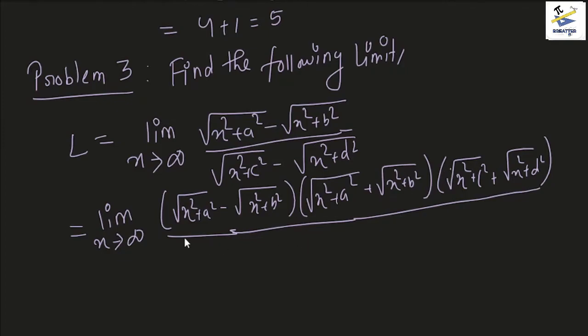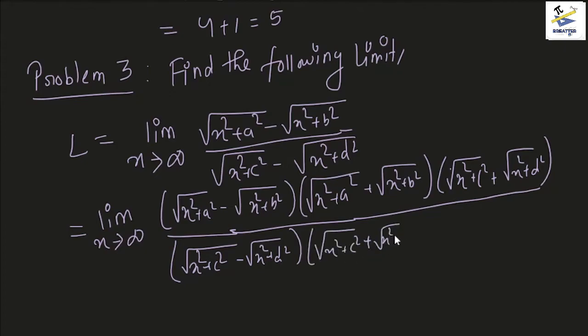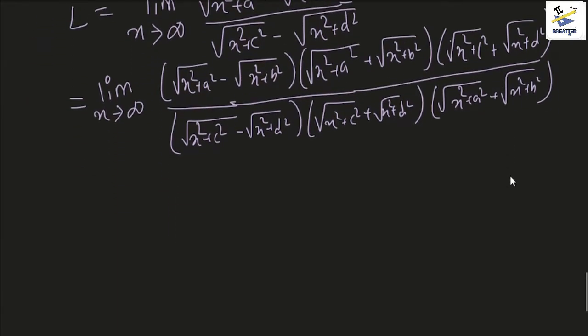So first we write whatever there is in the question, root over x square plus c square minus root over x square plus d square, multiplied by root over x square plus c square plus root over x square plus d square, and then the extra term of root over x square plus a square plus root over x square plus b square. Now once we apply the formula, because it's a minus b into a plus b, it turns out as follows.